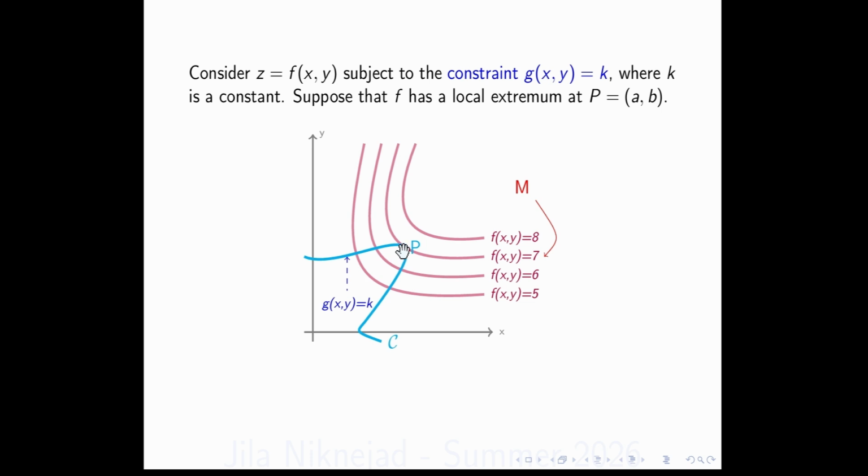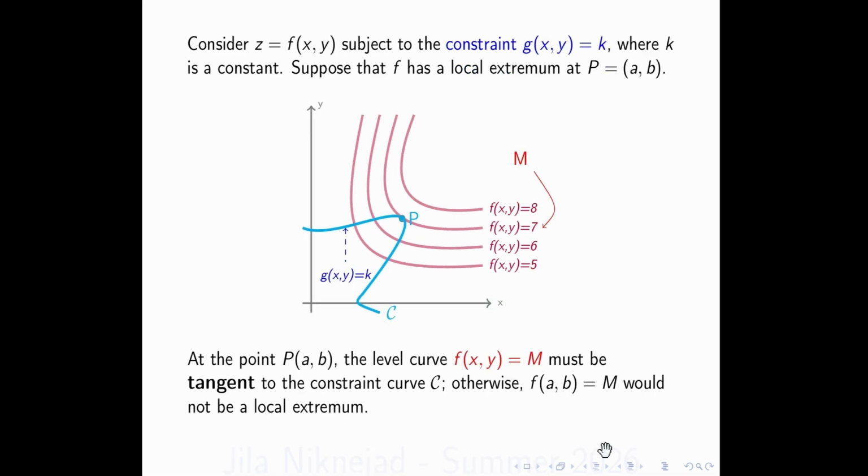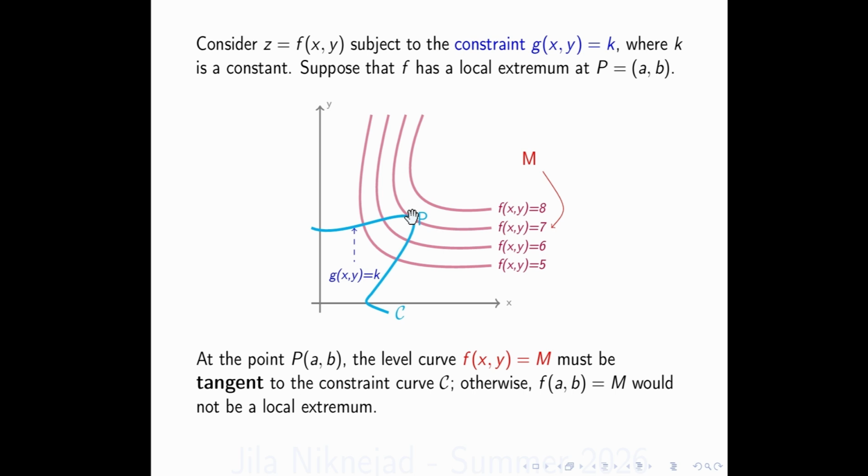You can also see that p is on the constraint curve c, which is also g of x and y equal to k. You can see that the constraint g of x and y equal to k, or the curve c, is tangential to the level curve f of x and y equal to m, or maximum. In this case, m is 7. And this is why, because the constraint curve is not going to cross the level curve and move on to higher values, because the maximum is at p. If it crosses the level curve, it's going to get bigger than the value 7, and so it has to be tangential.